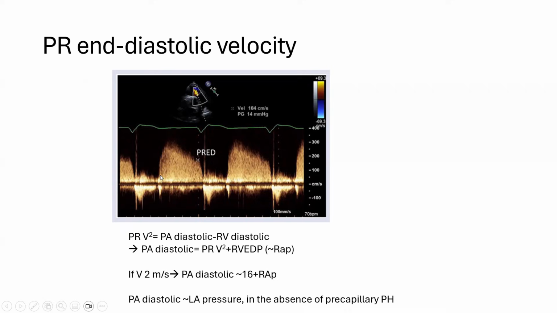Another note regarding the PR waveform, we can also use it to calculate mean PA pressure, particularly in cases where we're not able to get systolic PA pressure from TR velocity. We can calculate mean PA pressure using the early peak PR velocity. The square of that early peak PR velocity corresponds to mean PA pressure approximately, because mean PA pressure is approximately the PA pressure at the dicrotic notch in early diastole. But this is not always very accurate.